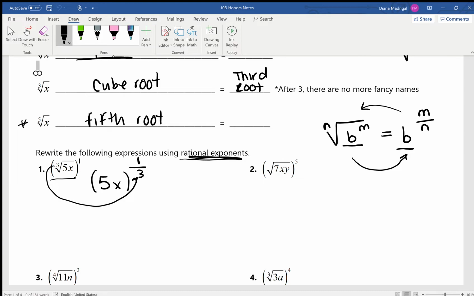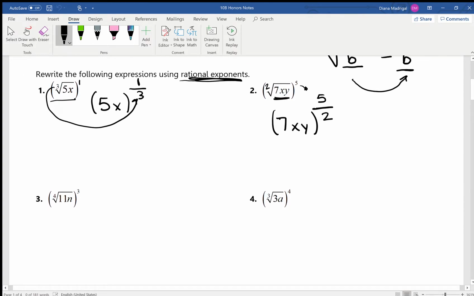So the same thing for 7xy. They're together. This is the base. The base is the same. The fraction is going to be, I told you, there's no number here, and it's an imaginary 2, so this goes on the bottom. The 5 comes on top, so it's going to be 5/2. And that's all we're doing. We're switching the radicals to rational exponents.